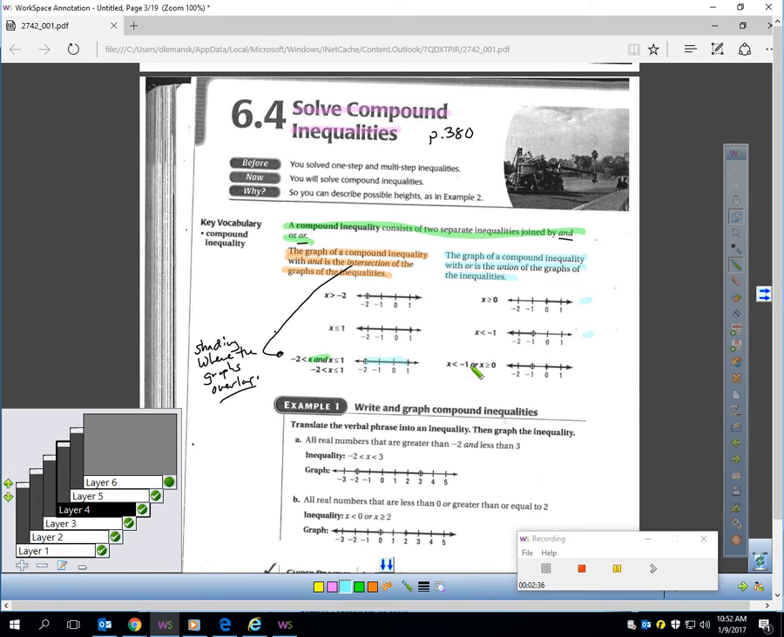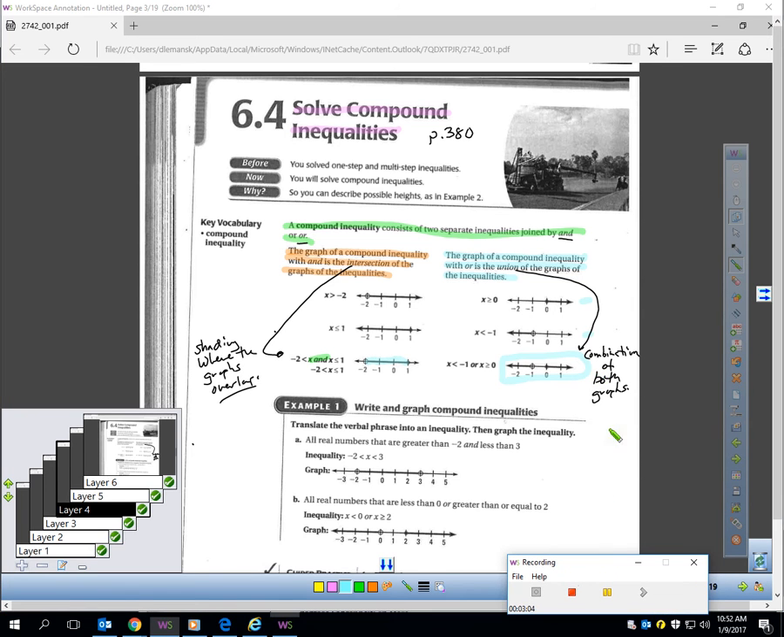Now, "or" is combining those together. So you'd have this combined graph that I'm circling in blue. It'd be x greater than or equal to 0 combined with x less than negative 1. You're just combining both the graphs together. So "and" is where the graphs overlap, "or" is just combining both the graphs together. So we've got to know the difference between "and" and "or."